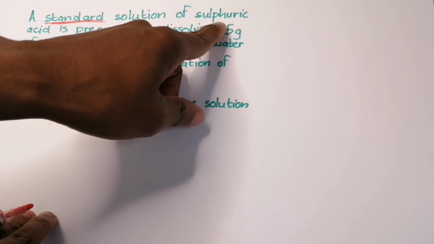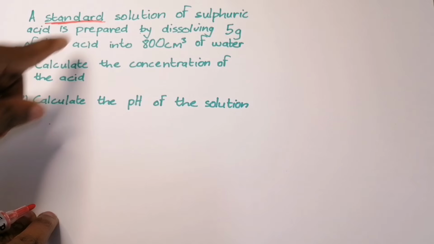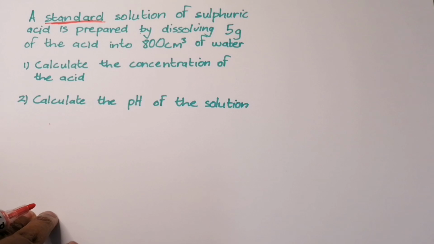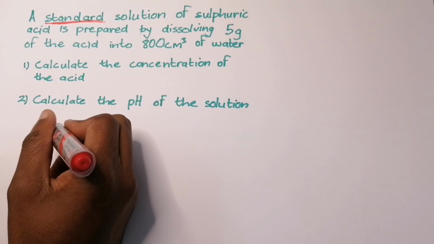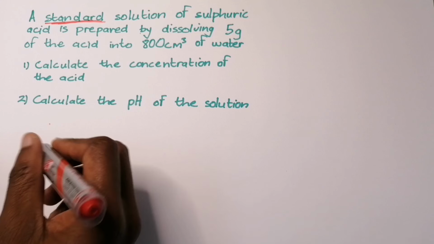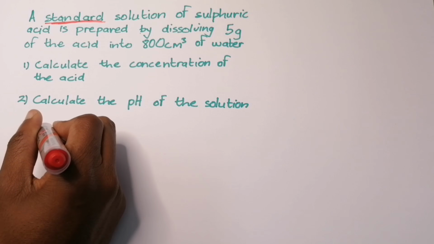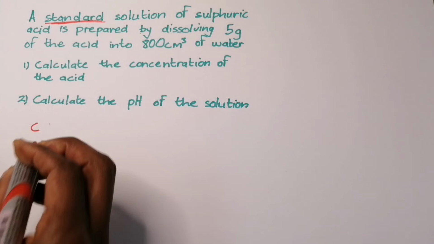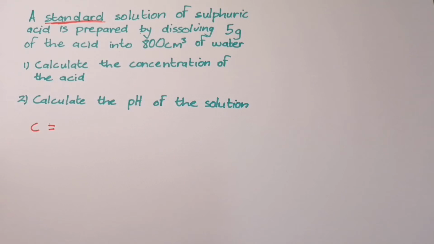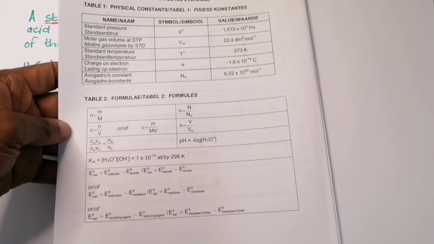So let's start here. They give us sulfuric acid. They say we took 5 grams and we dissolved it in 800 cubic centimeters of water, right? So let's first of all find out, how can we find out the concentration of the acid? Of course, this is not the pH calculation. We'll get into that just now. Because we are given the mass of the acid, we know we can use the formula for concentration. And by the way, maybe I should get your formula sheet, your data sheet, closer here so that you can see all of this.